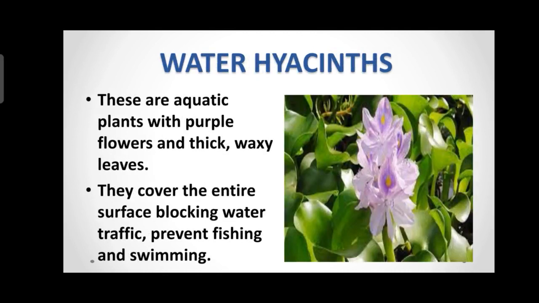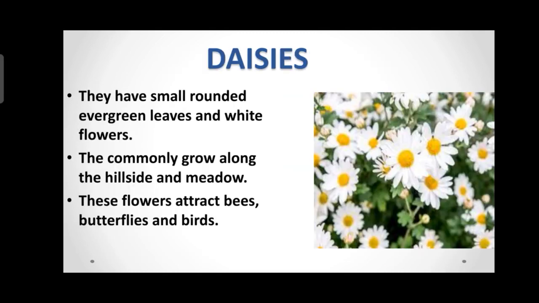Water hyacinths. They are aquatic plants with purple flowers and thick waxy leaves. It looks very beautiful, but it blocks water traffic and prevents fishing and swimming. Daisies. They are very beautiful flowers. They have small rounded evergreen leaves and white flowers. They commonly grow along the hillside or meadow. These flowers attract bees, butterflies and birds.